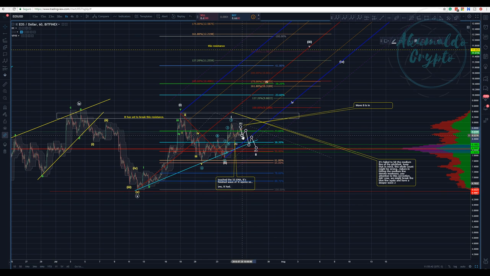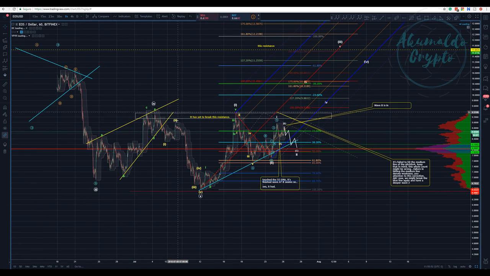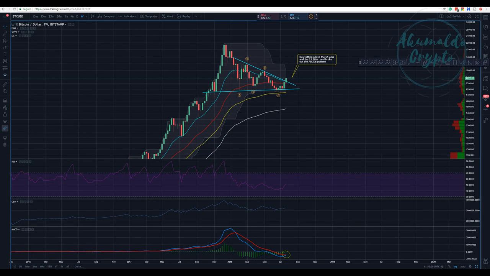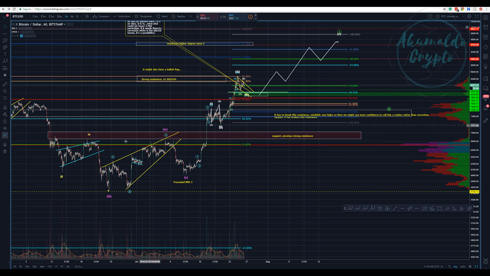It has a lot of volume, so what else do we need, right? Really simple. It's playing by the book, guys. You see how beautiful it is, how different it is. Let us compare, okay? This is the EOS and this is the Bitcoin chart.